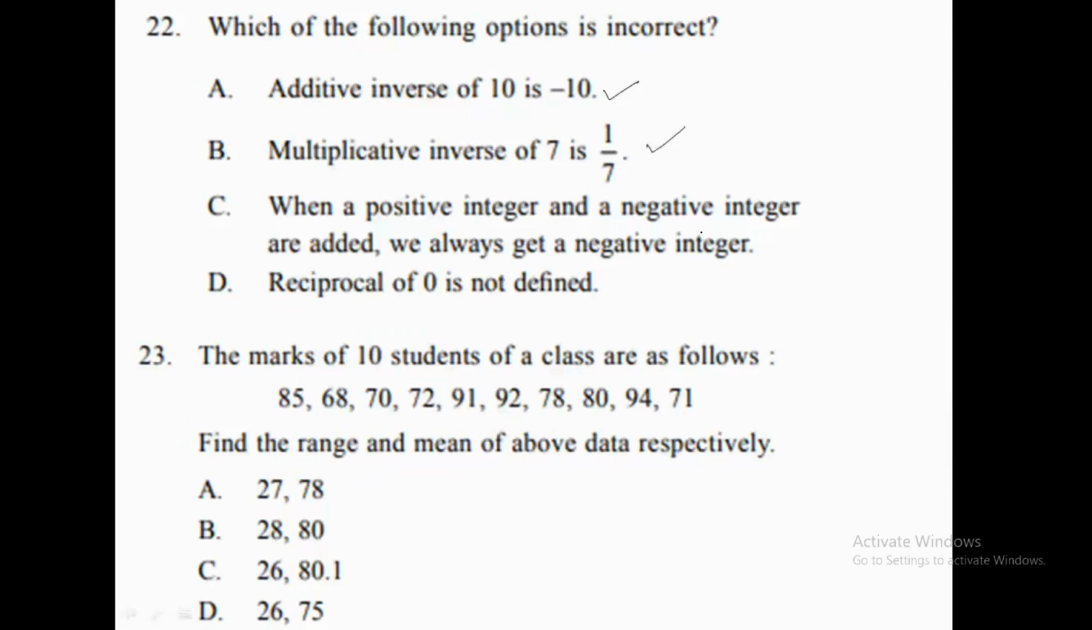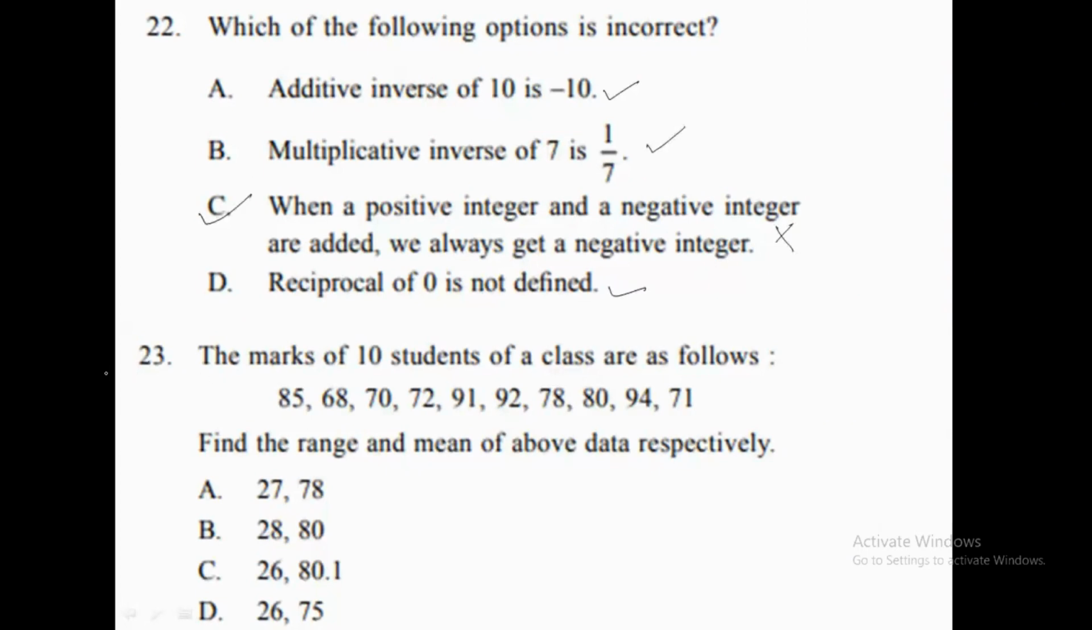When a positive integer and a negative integer are added, we always get a negative number. No, that's not correct. We can get either a negative or a positive number. That depends on which sign the bigger number carries. Now, reciprocal of 0 is not defined, that is correct. So the only incorrect option is option number C.